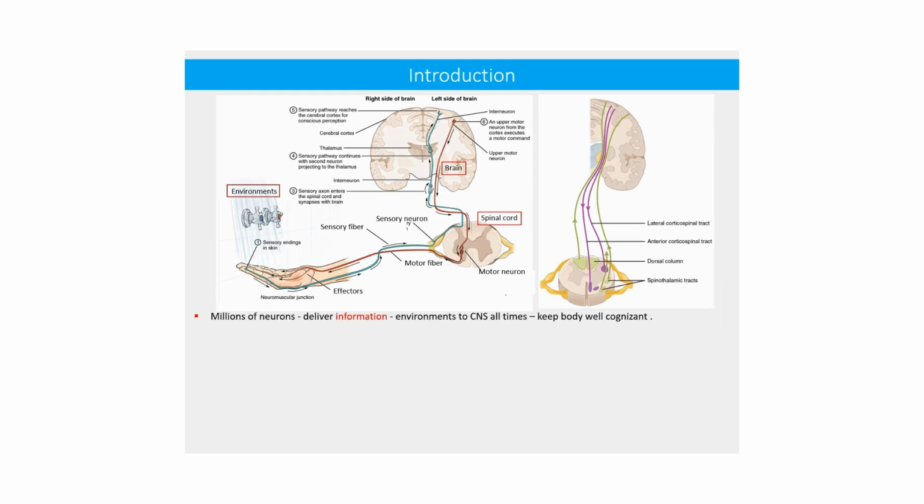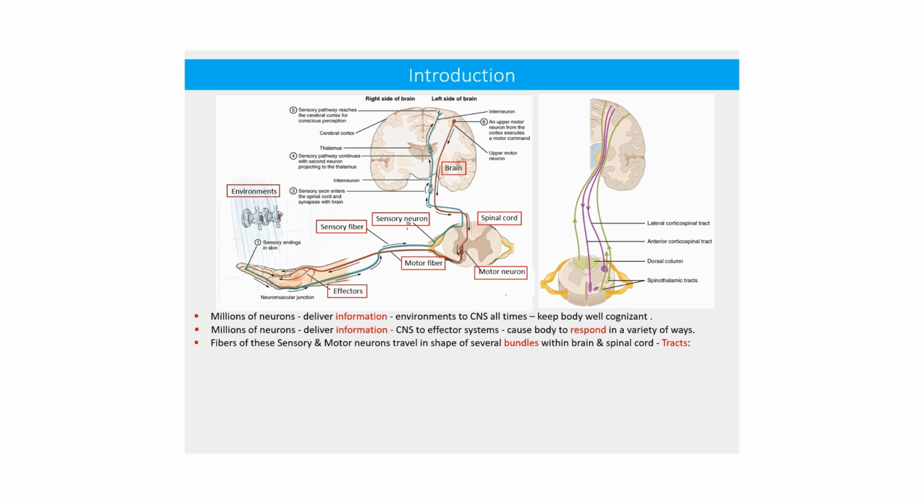Millions of neurons deliver information from the environments, both internal and external, to the central nervous system all the time and keep the body well cognizant. At the same time, millions of neurons deliver information from central nervous system to the effector system and cause the body to respond in a variety of ways. Fibers of these sensory and motor neurons travel in the shape of several bundles within the brain and spinal cord and are named as tracts.